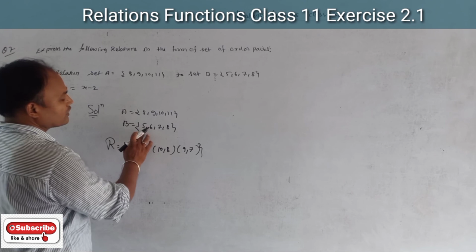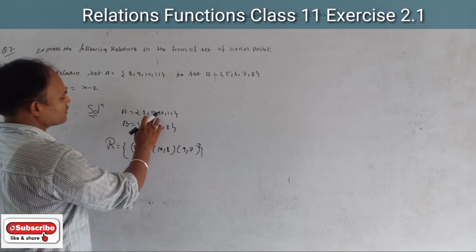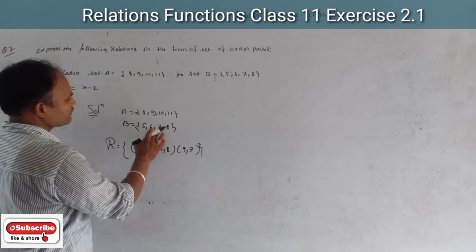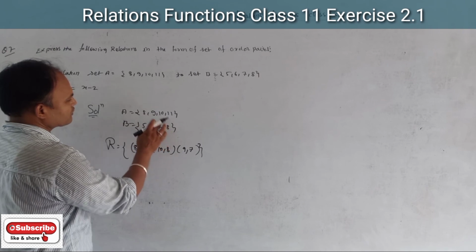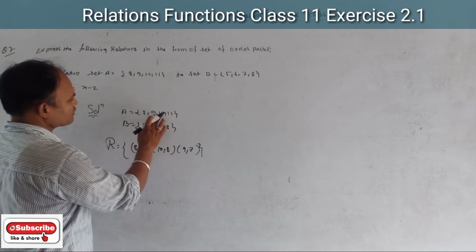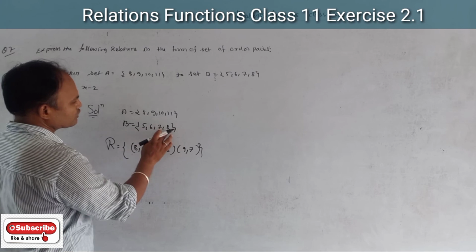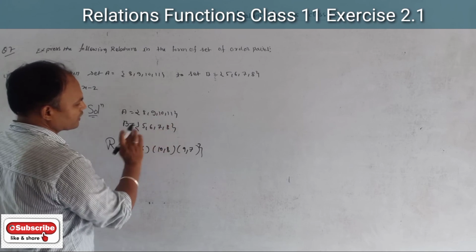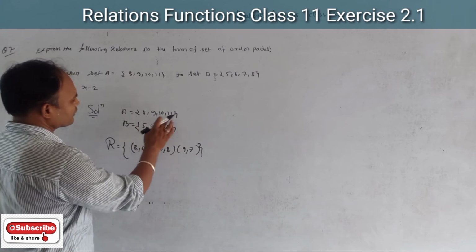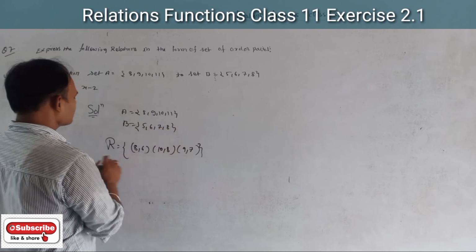The difference must be only two. (9, 5) not possible. (9, 6) not possible. (9, 7) is possible. (9, 8) is not possible. (10, 5) not possible. (10, 6) not possible. (10, 7) not possible. (10, 8) is possible. Okay, 11, 5, 11, 6, 11, 7, 11, 8 are not possible. So students, this is R.